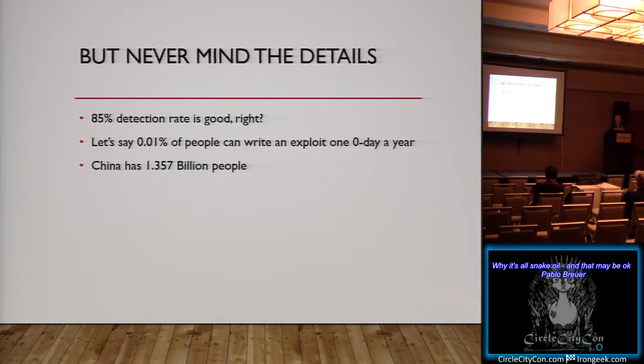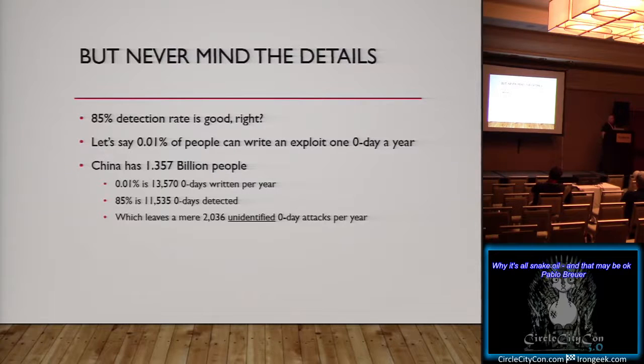China has 1.357 billion people, with a B. So 1/100th of a percent is right around 13,500. So that's 13,500 new 0-days a year. 85% of that is 11.5 thousand, which leaves me just over 2,000 unidentified zero-day attacks per year that are never going to get detected.